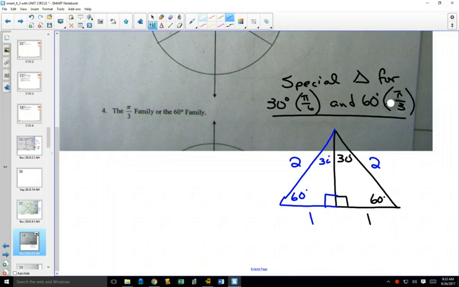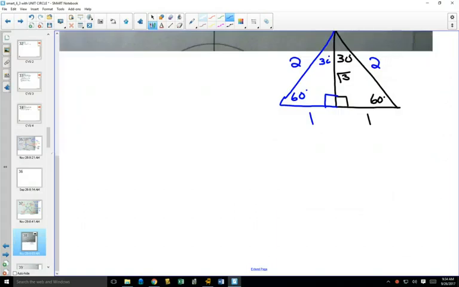Can you see that you can now do a squared plus b squared equals c squared to find the height? So a squared plus b squared equals c squared, we can find out that this length is root 3. And these were values that you memorized last year, but we're going to write them out again. So we'll do 30 degrees first.